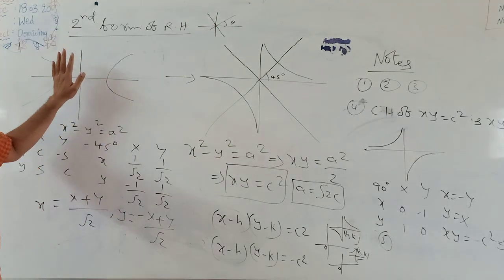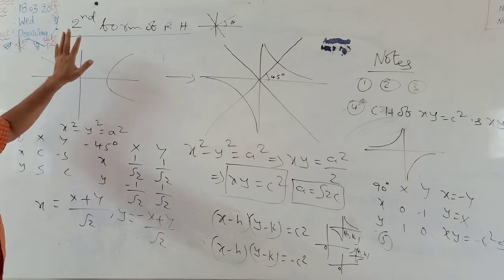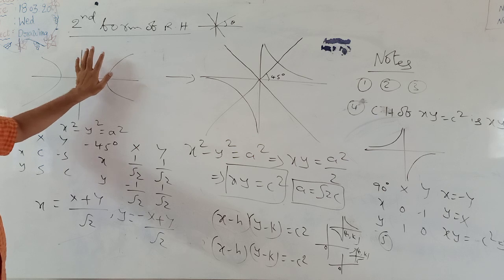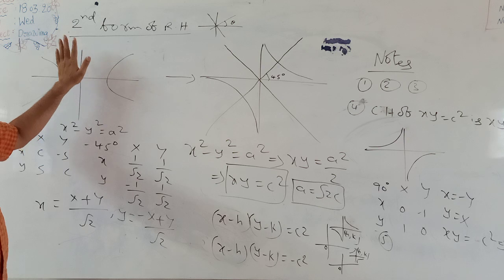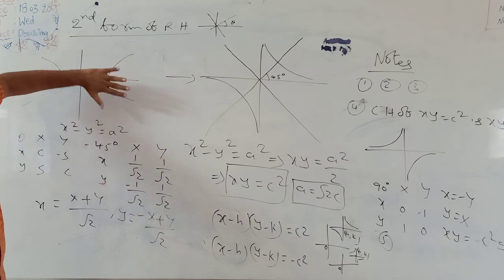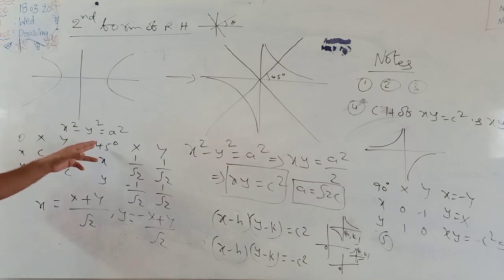But here we are not rotating the coordinate axis. Here we are rotating the figure in anti-clockwise direction. Rotating the figure in anti-clockwise direction is the same as the coordinate axes rotated through an angle theta in clockwise direction. When we rotate in clockwise direction, in the place of theta, we have to replace theta with minus theta. That's why I am taking minus 45 degrees in the place of theta.